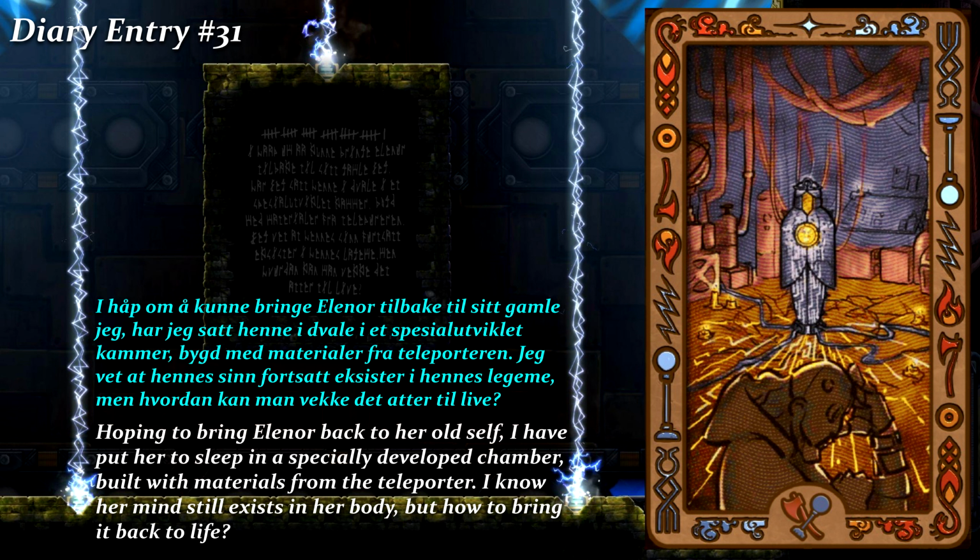Entry 31. Hoping to bring Eleanor back to her old self, I have put her to sleep in a specially developed chamber, built with materials from the teleporter. I know her mind still exists in her body, but how to bring it back to life?